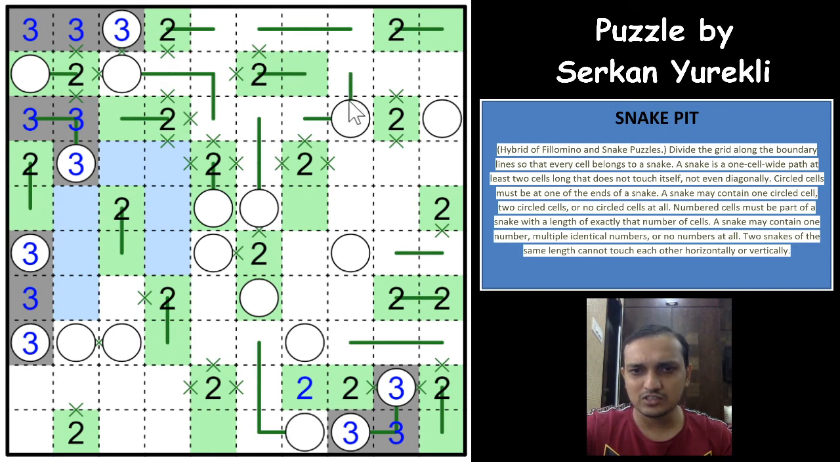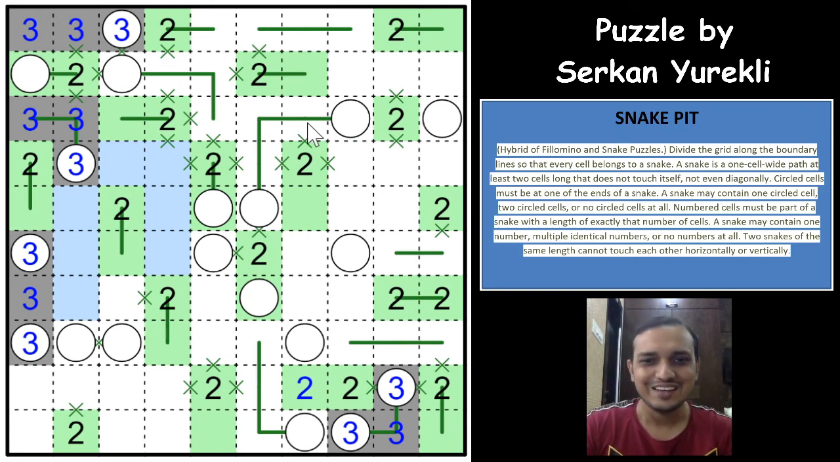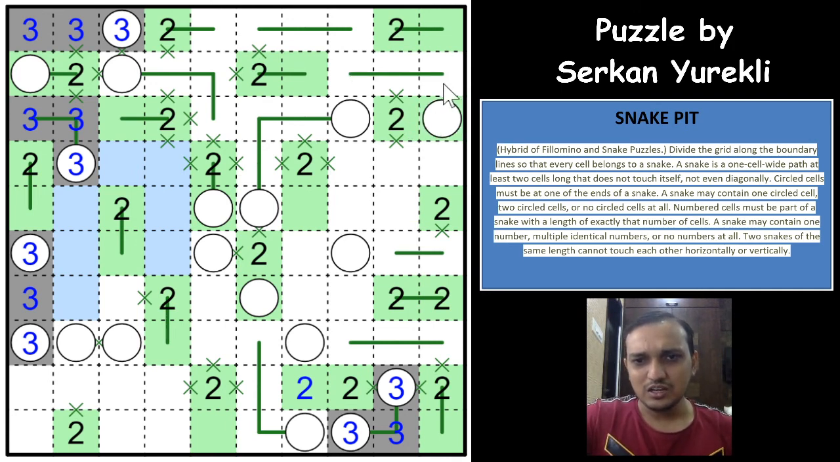So you cannot have a connection either up or down, and it cannot even be a 2-cell snake, so this has to extend and this becomes a 5-cell snake. Excellent logic, guys, excellent logic. So which means that this 2 becomes a snake cell here, and this becomes another cell here.